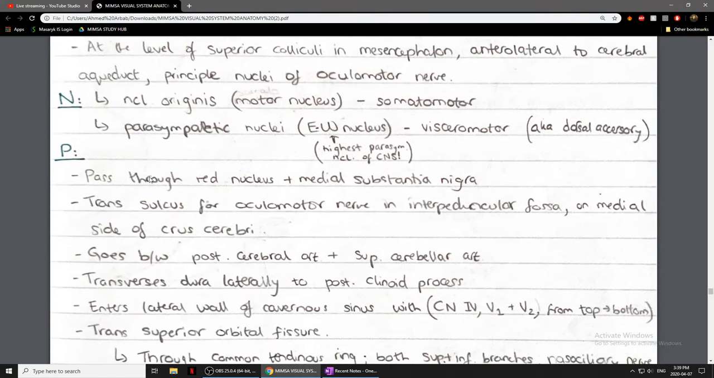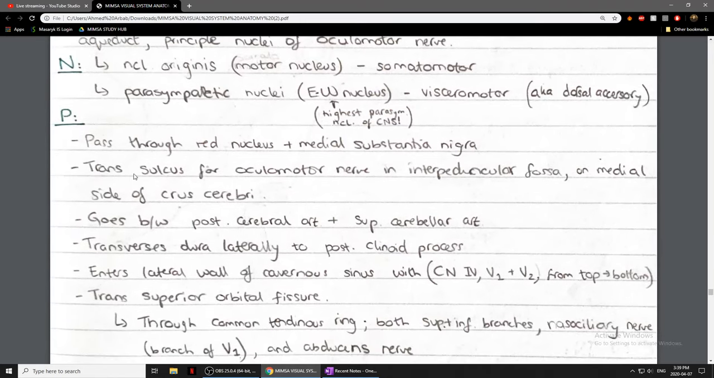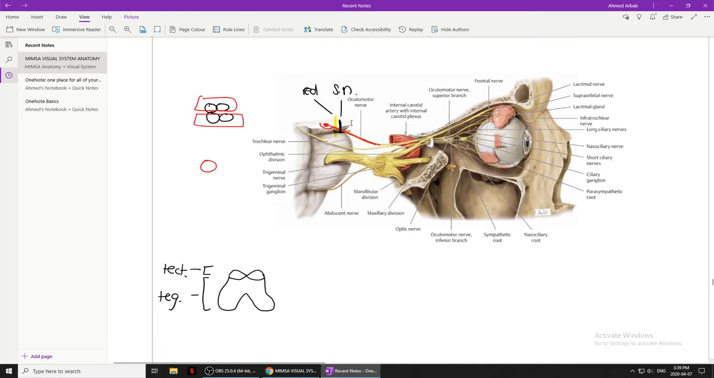These two nuclei join into one fiber, which becomes the oculomotor nerve. The oculomotor nerve then passes through the red nucleus and the medial substantia nigra, which are two parts of the midbrain. This one right here, and this one right here, the red nucleus and the substantia nigra. These are two parts of the midbrain through which the fibers pass, and then they exit out of the anterior side. They go through the sulcus for the oculomotor nerve in the midbrain, between the interpeduncular fossa. The interpeduncular fossa is right here, anteriorly.